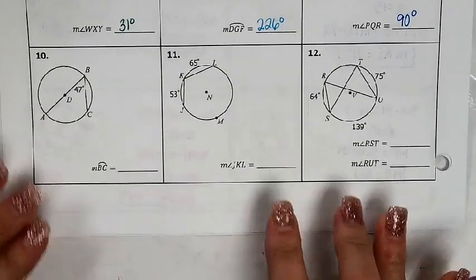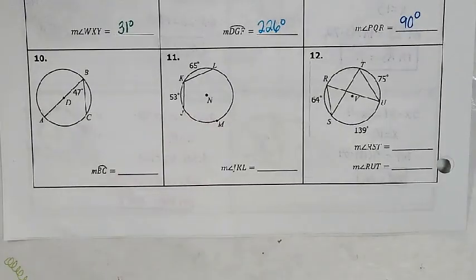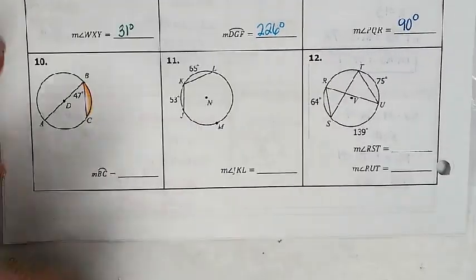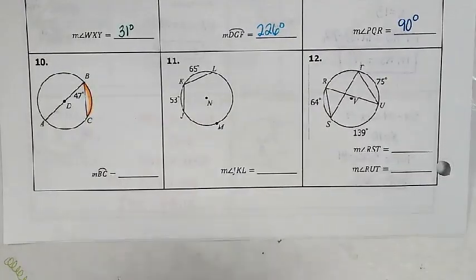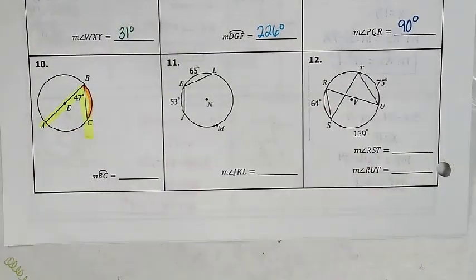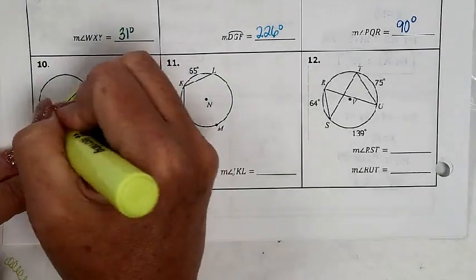Measure of arc BC. So that's this arc right here. The angle I have is right here, which intercepts this arc here, AC. So I can find measure of arc AC.